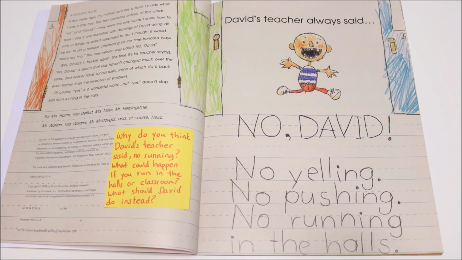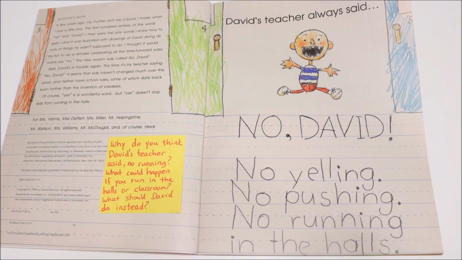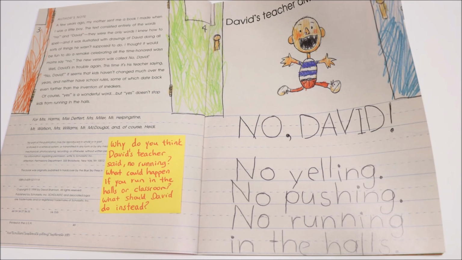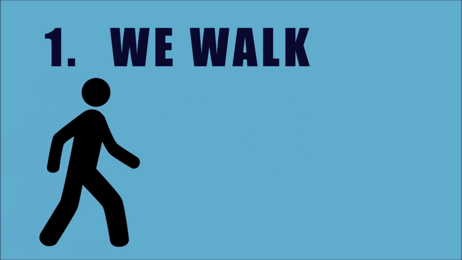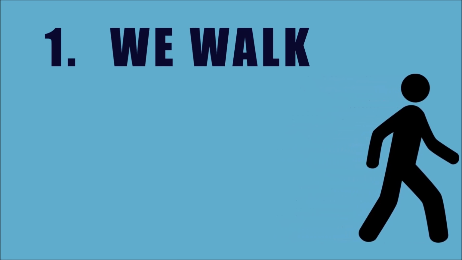Getting back to the story, the first page I use to discuss is actually the first page in the book, where it says, "David's teacher always said, 'No, David, no yelling, no pushing, no running in the halls.'" The goal of this page is to come up with the first rule, which is we walk. We want this rule to come from them. We want all of the rules to come from the students.